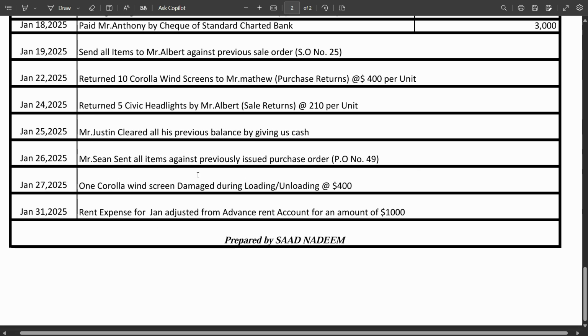So after that, we extracted some of the critical reports at the end, which is trial balance, balance sheet, and profit and loss. So this is basically a complete scenario of how you can handle a real company project. This is exactly how you do it.